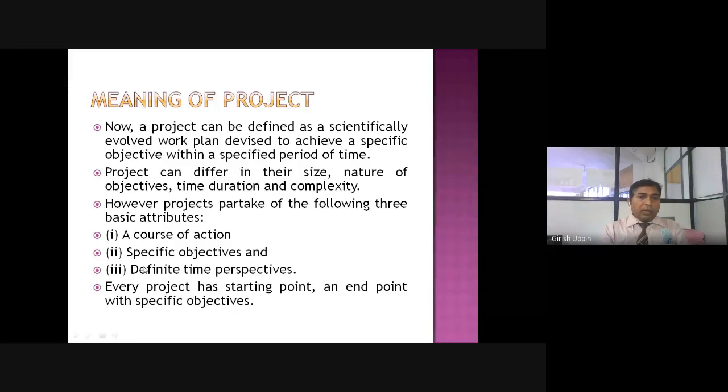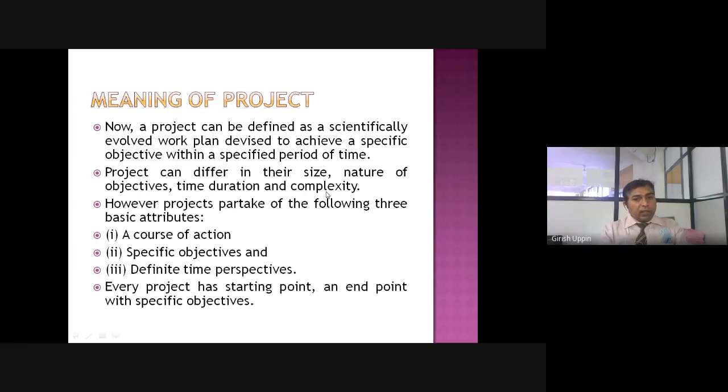Now, a project can be defined as a scientifically evolved work plan devised to achieve a specific objective within a specified period of time. If you see most of these definitions, everywhere they have given importance to time. It should complete according to the time. And the second main criterion is the budget. It should be as per the set budget and should not exceed it.